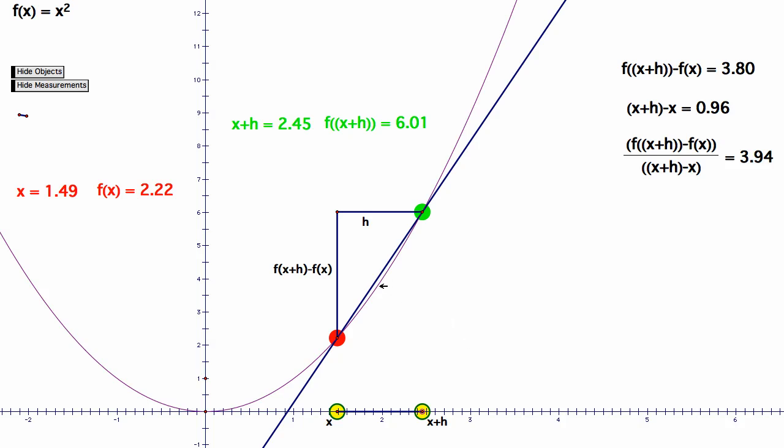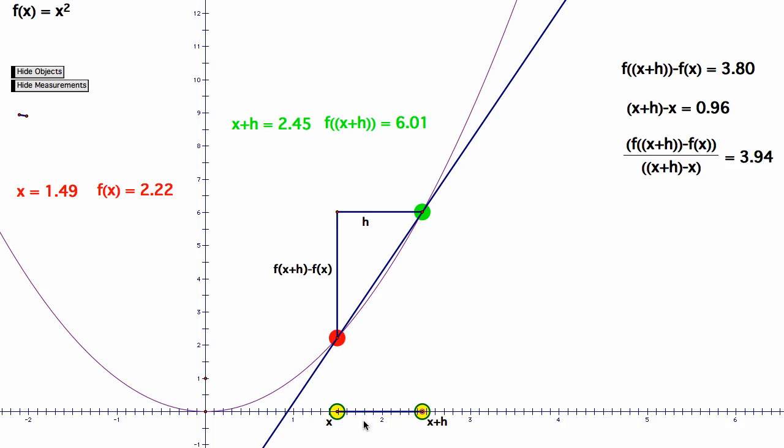Right now, this rise and this run represents the slope of a secant line. This rise right here I've labeled as f of x plus h minus f of x. Well, where did that come from? f of x plus h is simply the height of this green ball. That should make sense because this yellow ball is x plus h. Therefore, the height is f of x plus h. The height of this red ball is simply f of x. So if I subtract the height of the red ball from the height of the green ball, I get this distance right here.